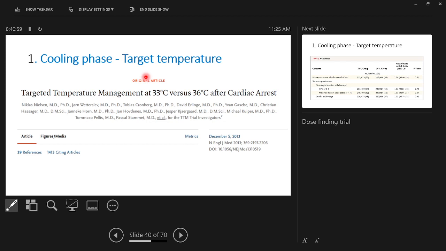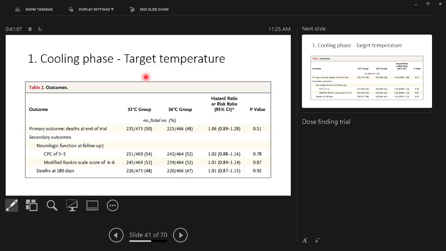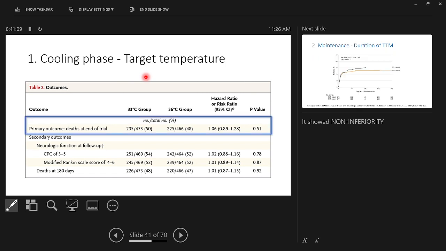After that, the TTM1 trial came in 2013, where they managed the target temperature at 33 degrees Celsius and 36 degrees Celsius after cardiac arrest. In this case, the primary outcome was death at the end of the trial. In both the arms, we did not find any significant difference. So which one is better?